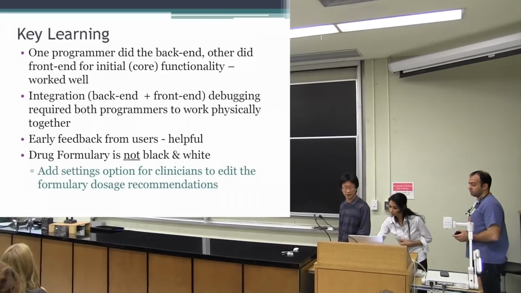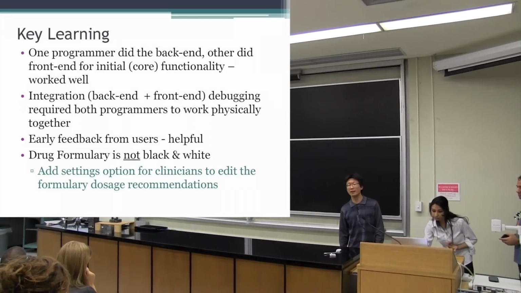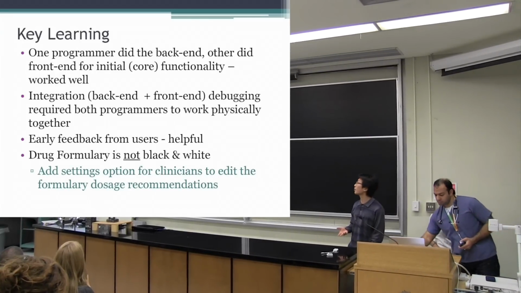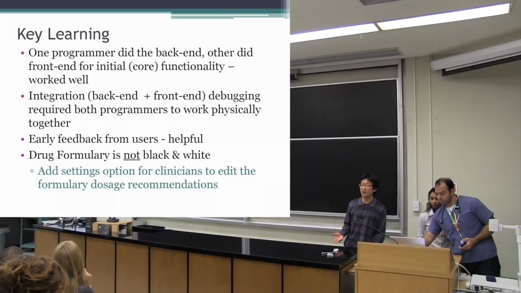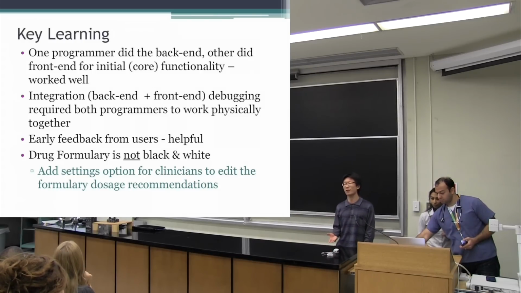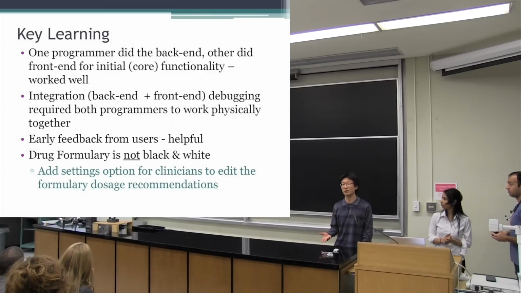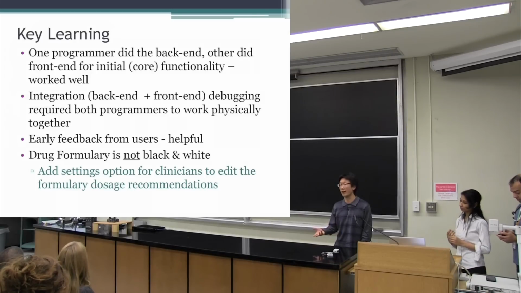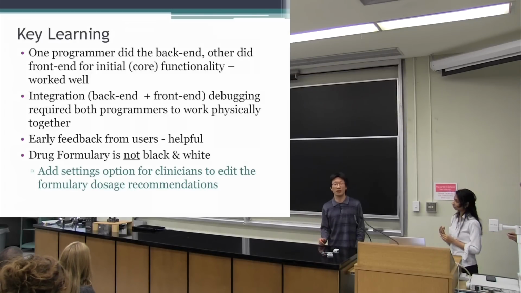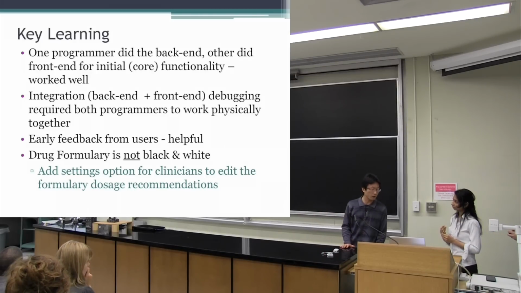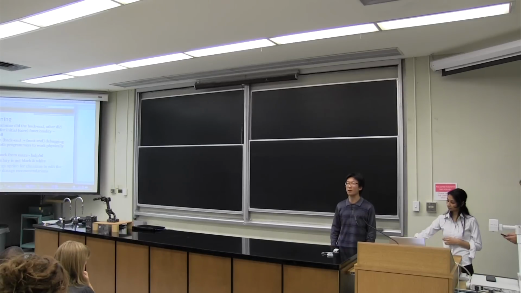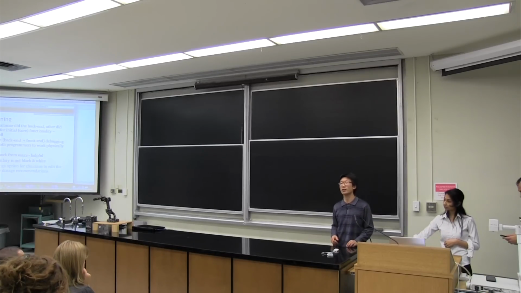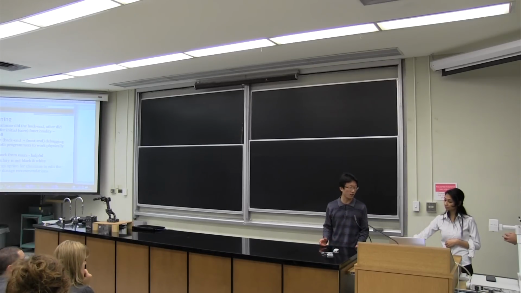So the lessons learned include the following. We had one programmer doing the back end and the other programmer doing the front end. And we found out that this works in the initial stage building the framework. However, we ran into problems with integration and debugging, so we would have integrated earlier to avoid the different problems we faced. The other thing we learned is early feedback from the user is particularly helpful. It helps us to narrow down the vision as well as the core functionalities of our app.